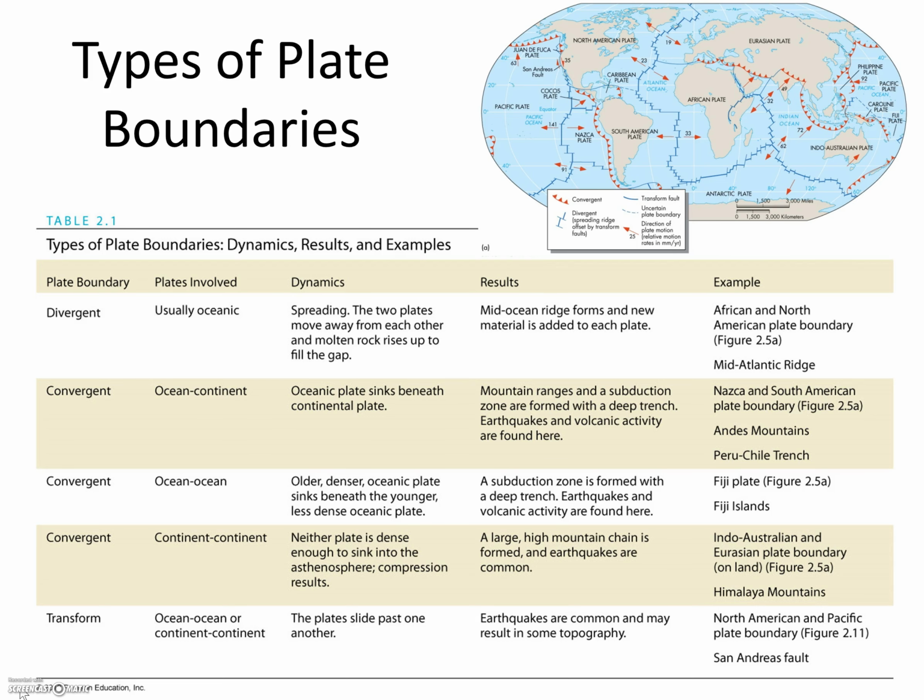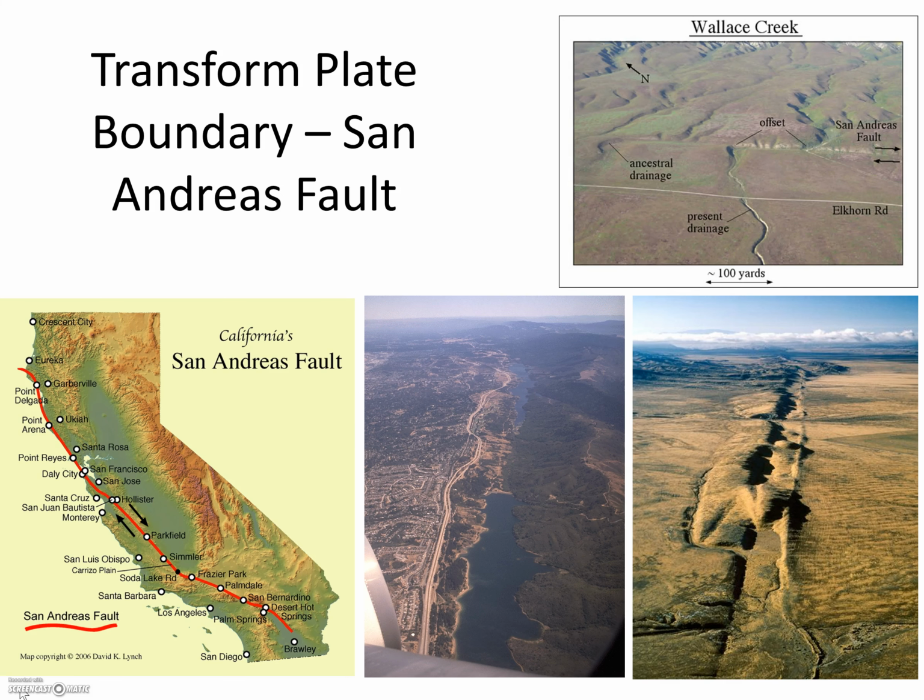Next is transform plate boundary, San Andreas Fault. The coastal part of California is being sheared off and taken north as the rest of California moves relatively south. See the faults in the pictures?